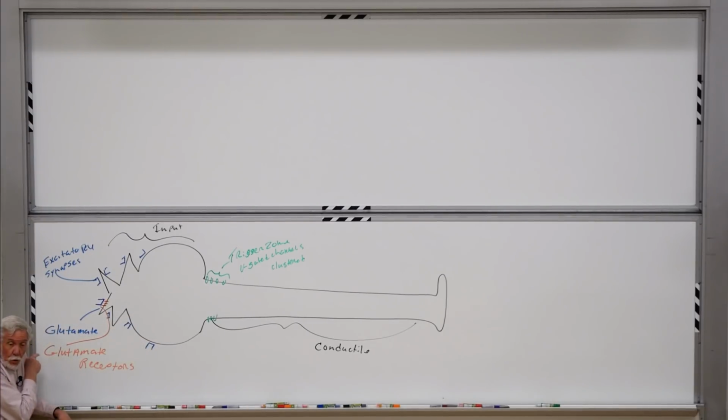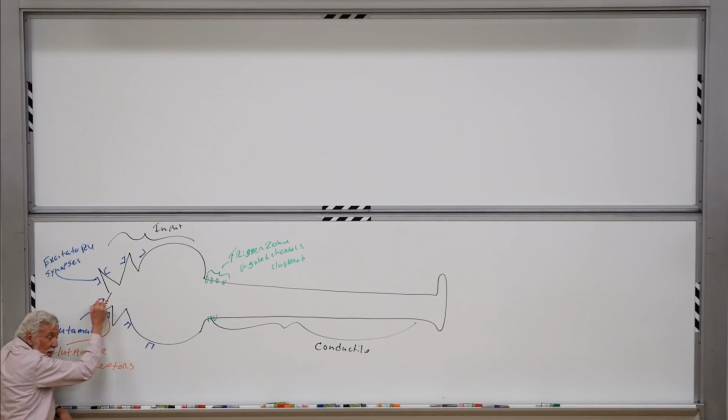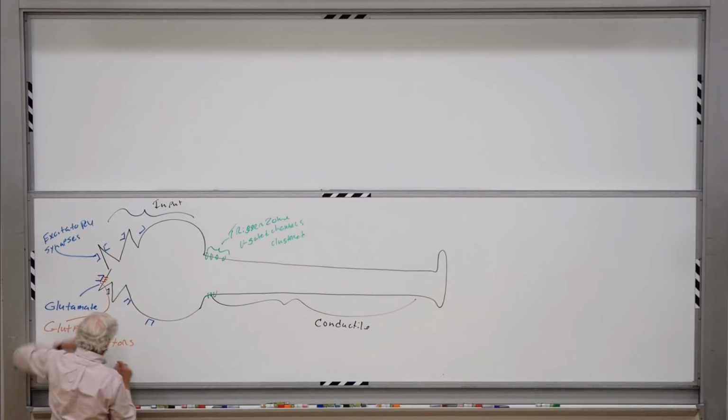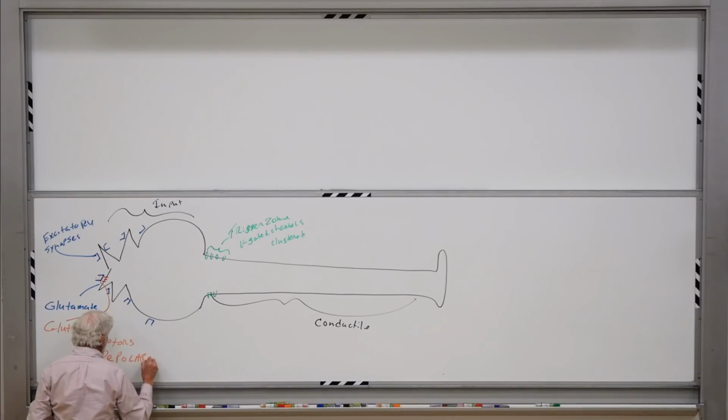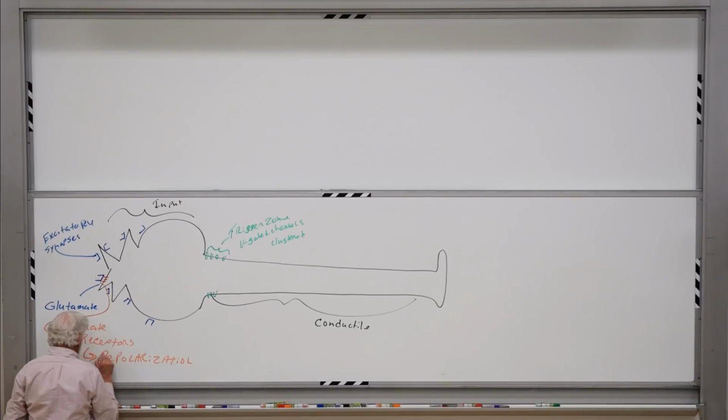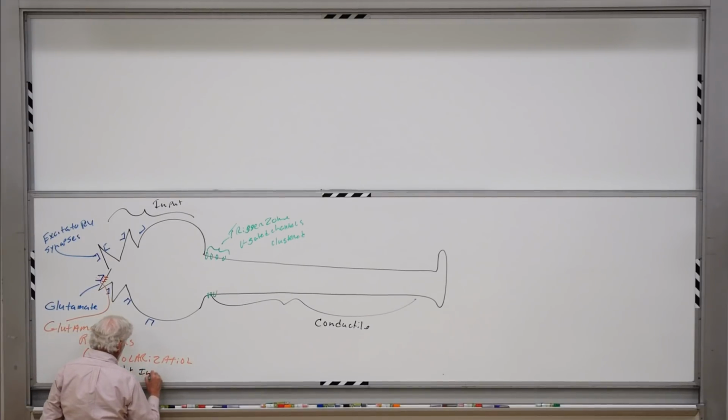These are the ligand-gated ionotropic channels. So remember, when the glutamate is released from these axon terminals through vesicular exocytosis and binds to these receptors, it generates a depolarization. This depolarization results from sodium influx.